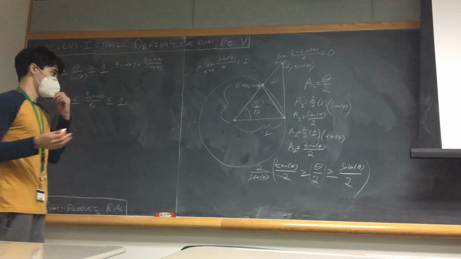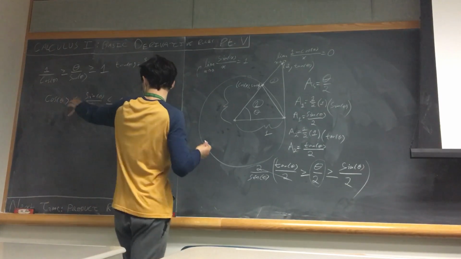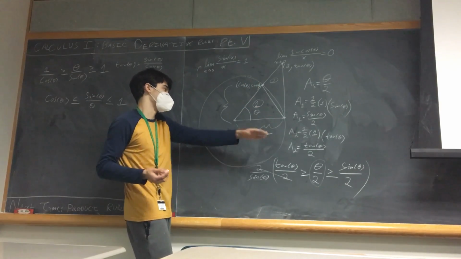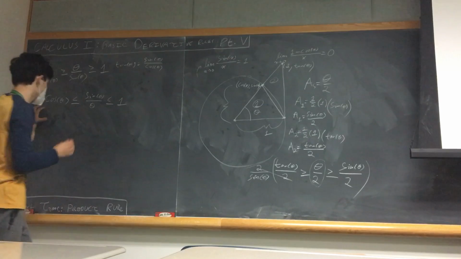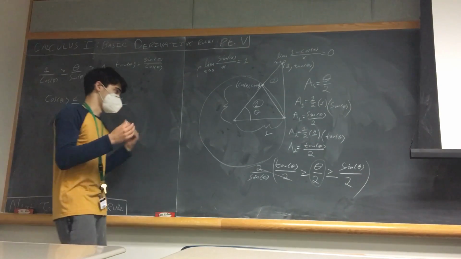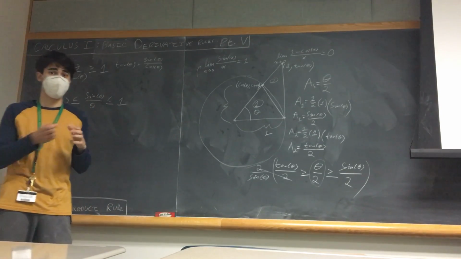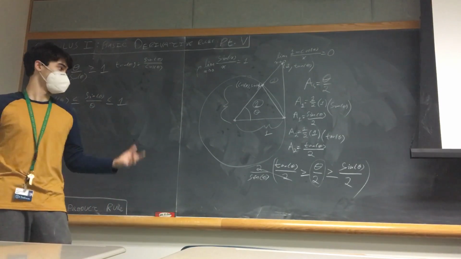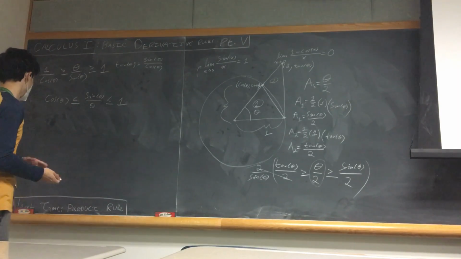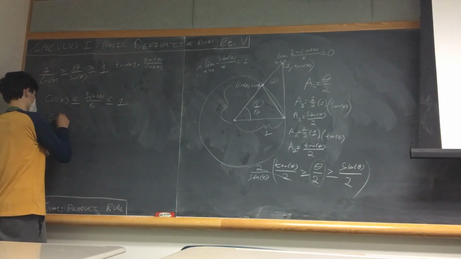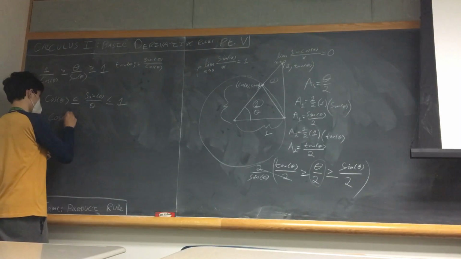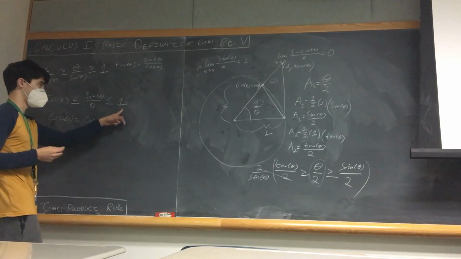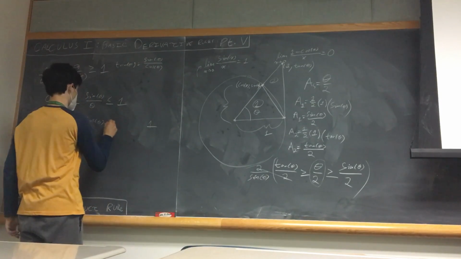But notice that this proof is for theta greater than 0. What would happen if theta was less than 0? Because remember, we want this to be true over an interval containing theta equals 0. So we want it to work for positive theta as well as negative theta for a certain range. So let's try plugging in negative theta. We get cosine of negative theta, which is just equal to cosine of theta. And 1 at negative theta is just 1.